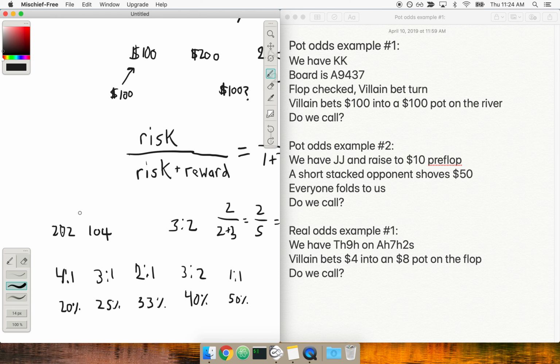But if we had, maybe 220 to 104, now it's pretty close to 2 to 1, but it's a little bit towards 3 to 1. So we can say maybe instead of 33%, maybe it's 31% or something like that. So we can use these simple numbers as our baseline, and then adjust a little bit after that.